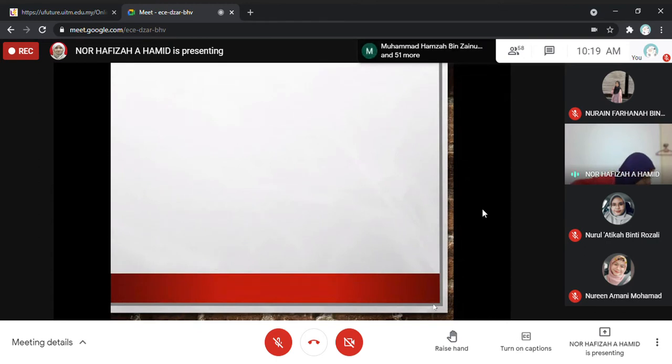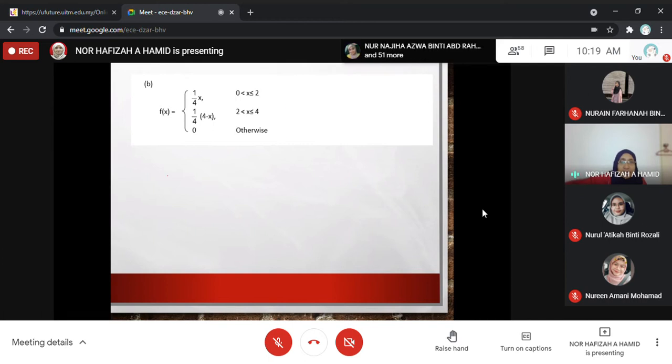Next for C. C we need to find the probability x to 1 until 5. Okay, so saya refer balik you punya interval yang dia bagi. Kita ada 0 until 2 and 2 until 4. Okay, so from 0 until 2, the function is 1/4x. And from 2 until 4, the function is 1/4, 4 minus x.